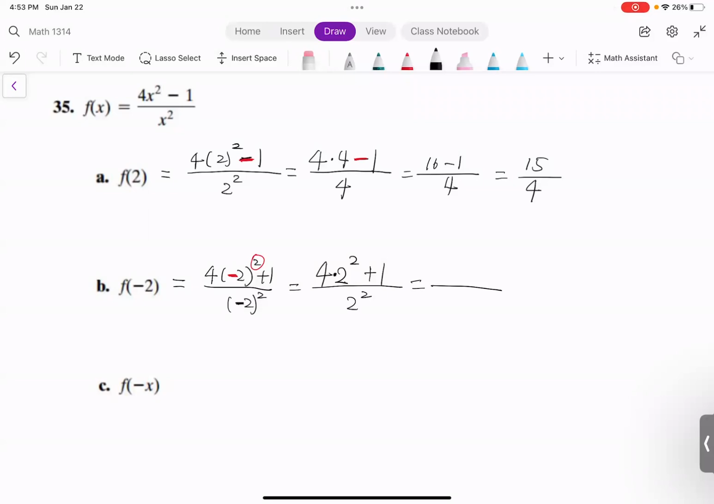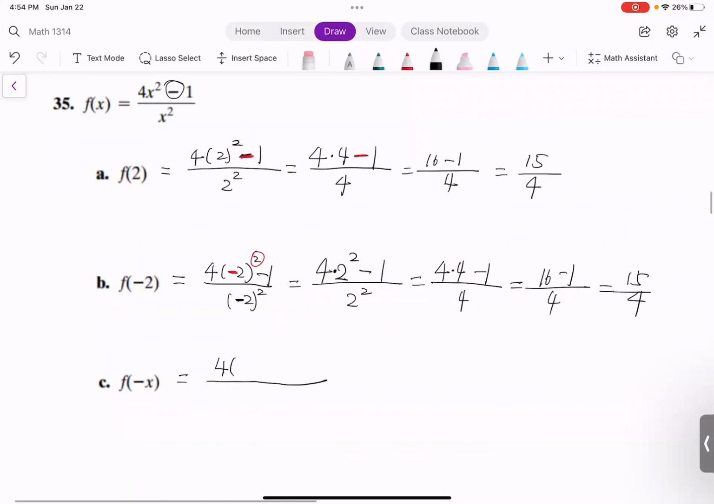Did I copy it wrong? Yeah, here is minus. Remember, it's minus because the question is minus. So let's do the exponent first. 4 times 2 squared, that's 16. Minus 1. The bottom is 4. We have 16 minus 1 over 4. That's 15 over 4.